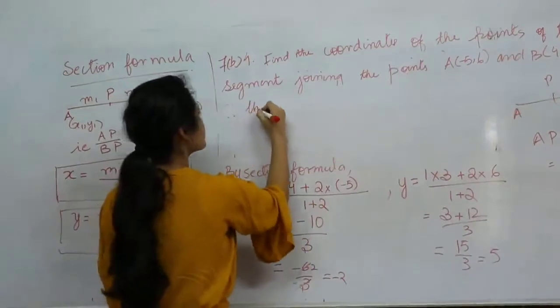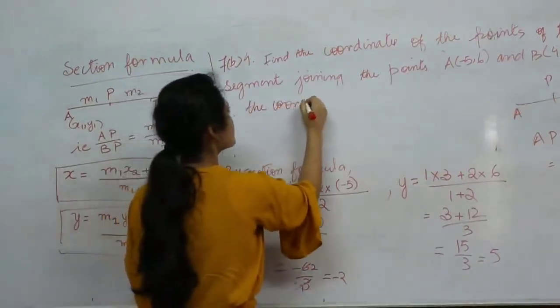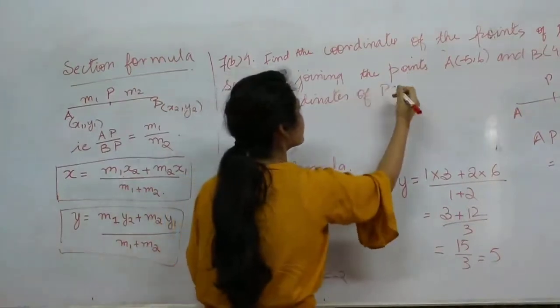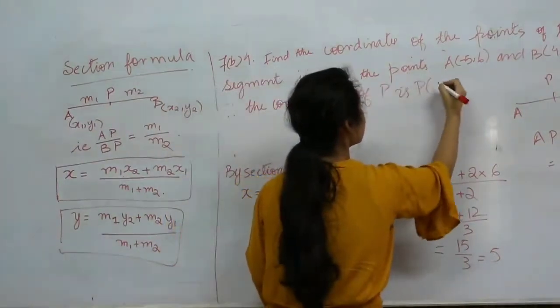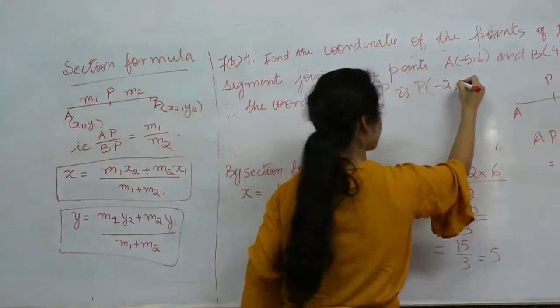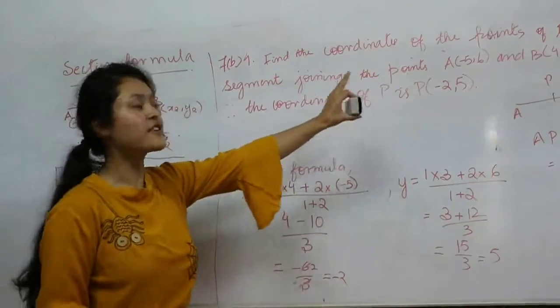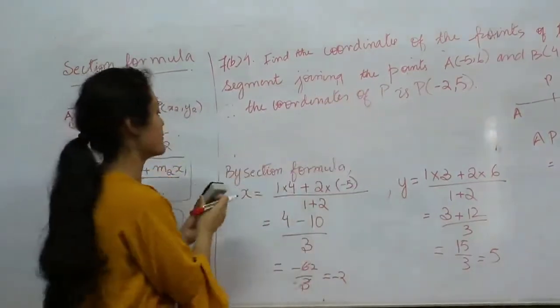Therefore, the coordinates of P is P(-2, 5). So this is your coordinate of P. So even to find the coordinate of Q, we will use the section formula.